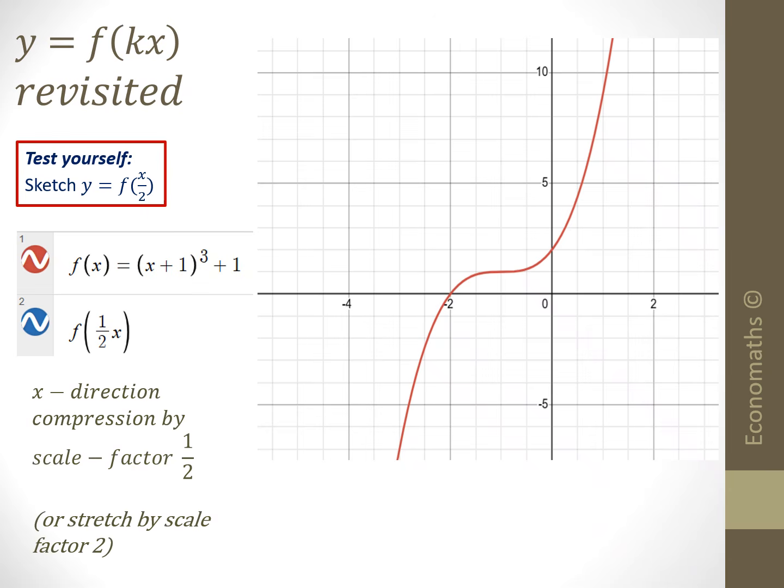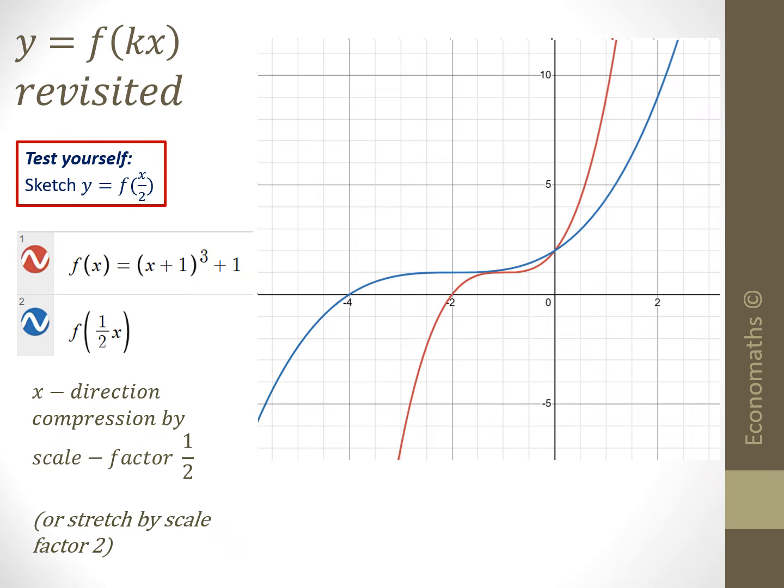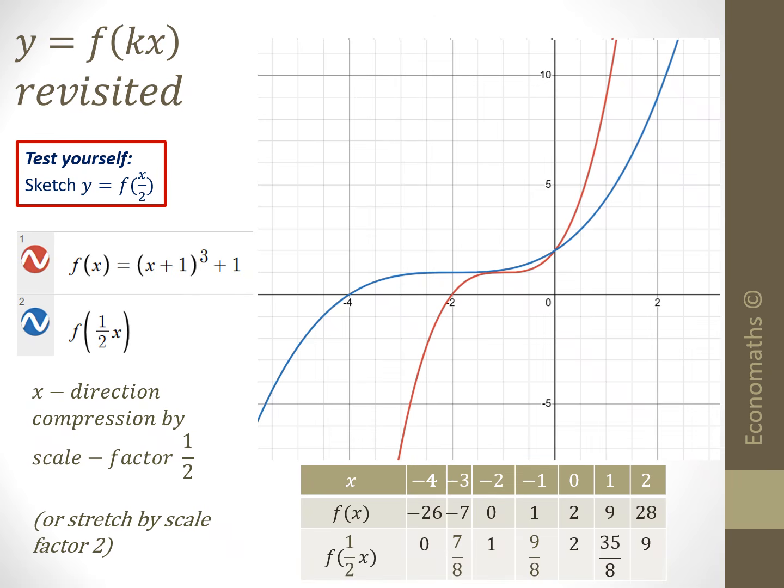Okay, so we said that f of kx is a compression in the x direction by a scale factor of k. So that's going to be a compression in the x direction by a scale factor of half. Actually, this is equivalent to a stretch by a scale factor of 2 in the x direction. So after this transformation, our original cubic function in red is going to be transformed onto this blue curve. I've got a table of values with x values bounded between -4 and 2, and the corresponding f of x and f of half of x values.